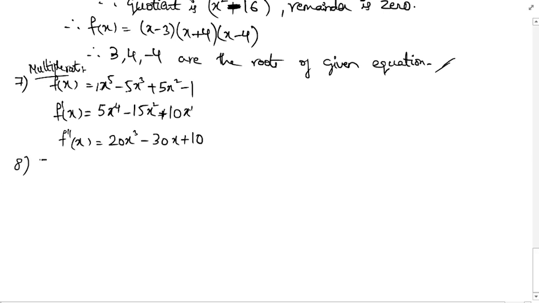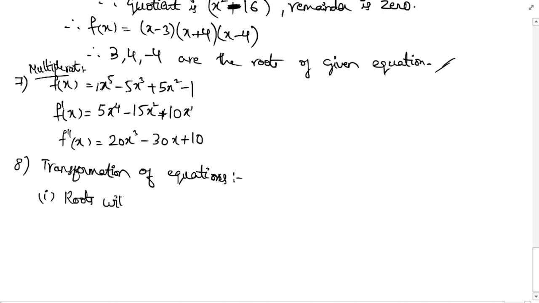Then the eighth one. This is related to transformation of equations, or reciprocal equations. Here the first one is roots with change of sign. Just the plus or minus change will be there.